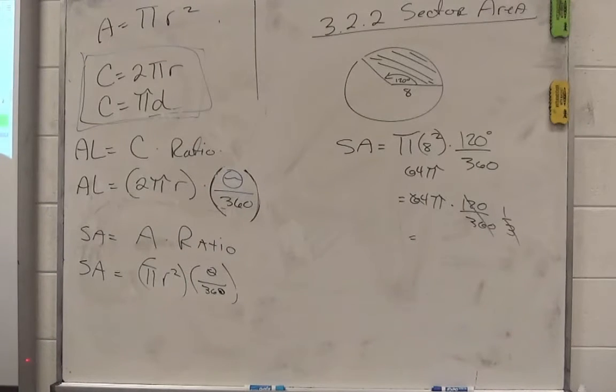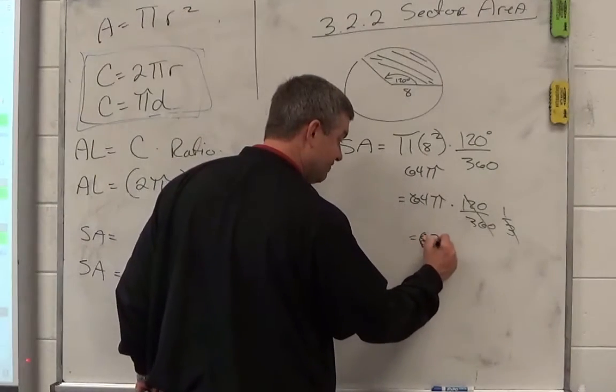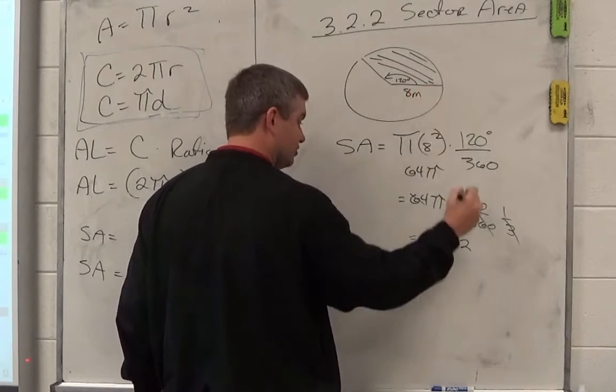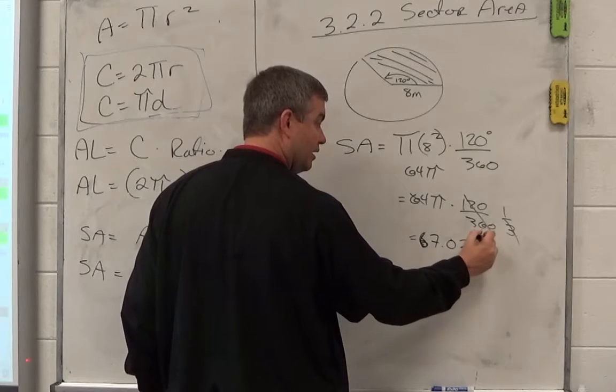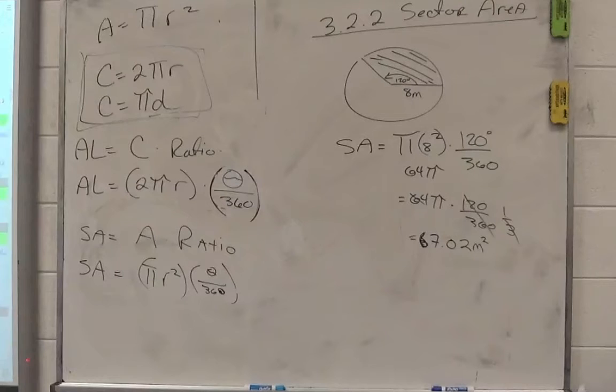Round like money. 57.67. 67 point what? 02. 02, thank you. So if this is in meters, this would be in meters what? Squared. Why would it be in meters squared? Because you're finding area. Okay, it's going to be in meters squared because you were finding the area, and area is always measured in units squared. Okay, questions?